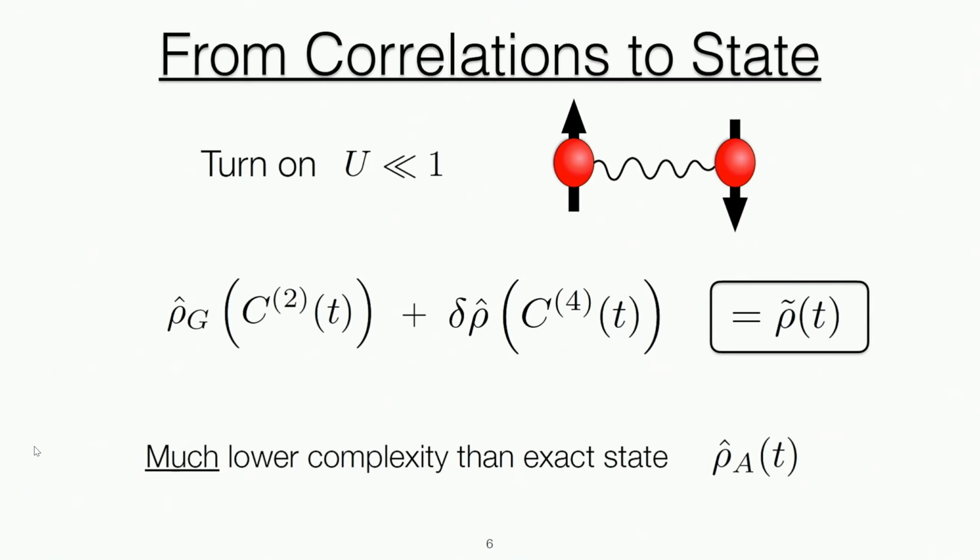So to approximate the state, well, we have two-point functions, and we have the Gaussian parameterization, so we can consider that as kind of the 0th order in approximation. And then to include four-point functions, we're going to add on this little delta rho piece, which you can consider as a non-Gaussian perturbation on top of our Gaussian state.